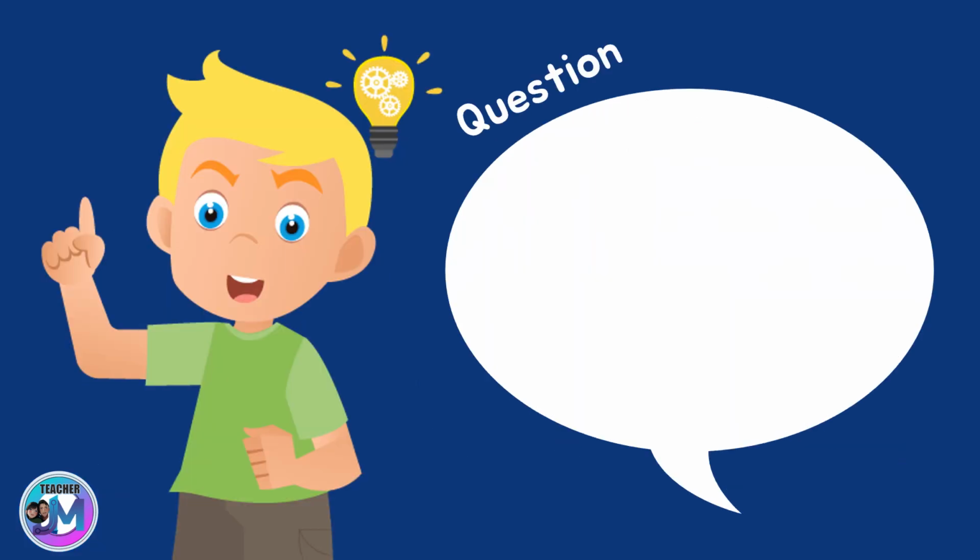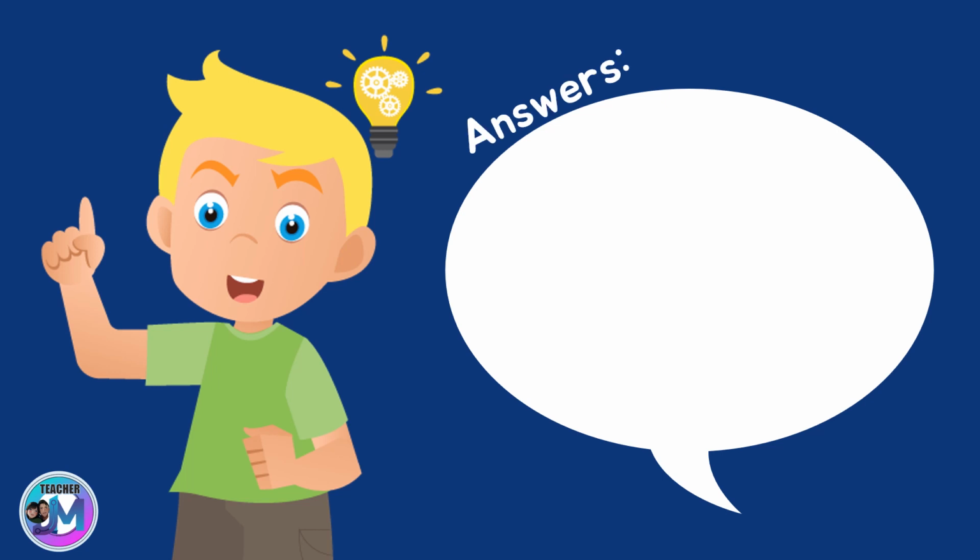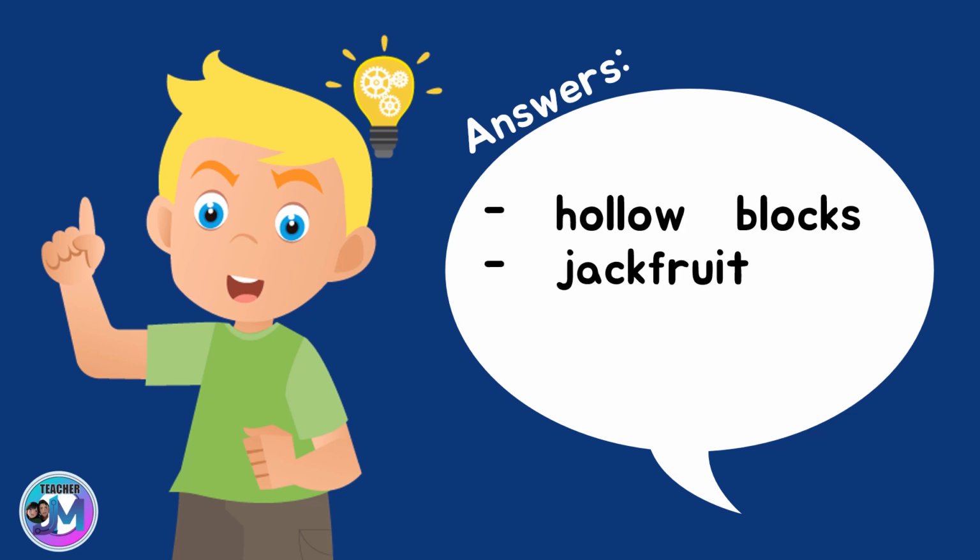Now let's answer this question. What are examples of solid objects that have rough surfaces? Now let's answer and compare it with yours. We have hollow blocks, jackfruit, and sand. Do you have any additional answer? Awesome!